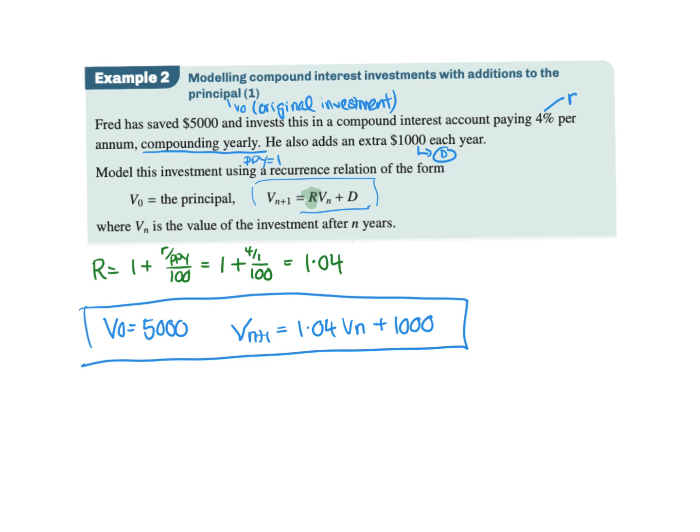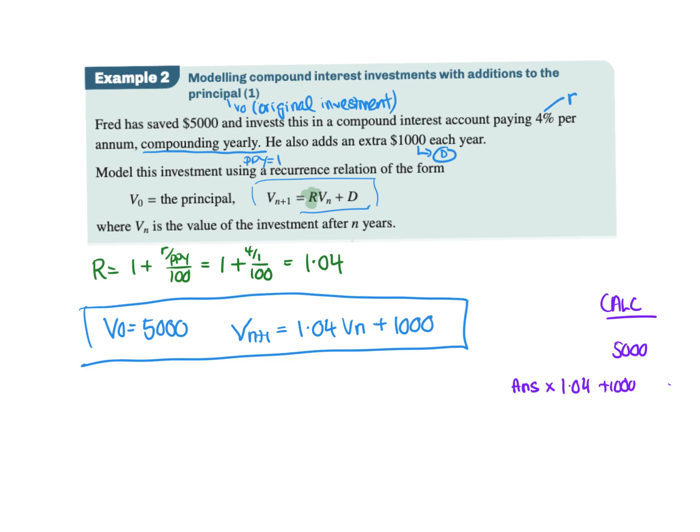If I was doing this recursively in the calculator, you can do that. Say you want to get the first few terms, you would just press 5,000 and press enter. Then you press times, and when you press times, it'll say Answer, and you go times 1.04 and then plus 1,000, and press enter. What would that be? And then it would tell you.